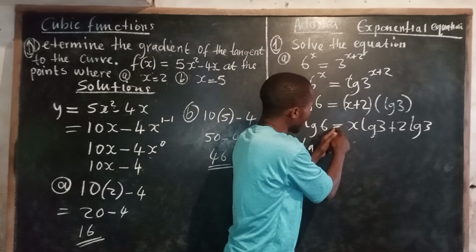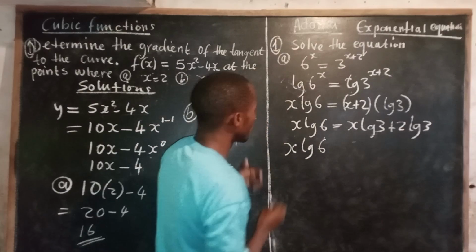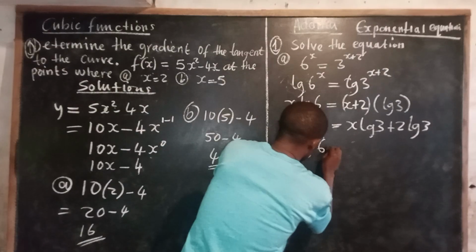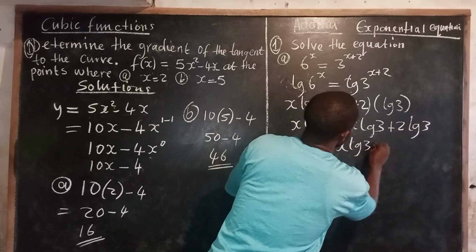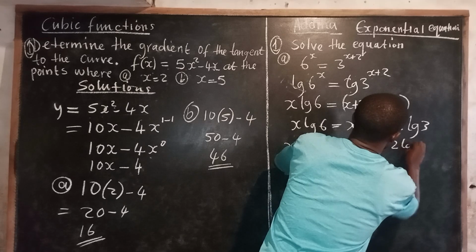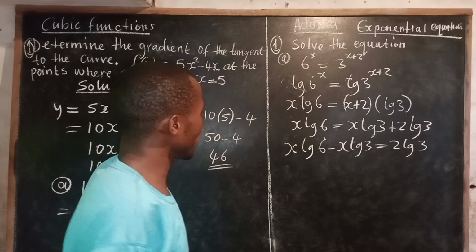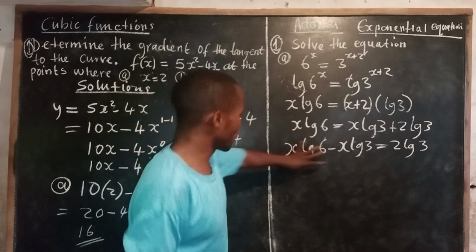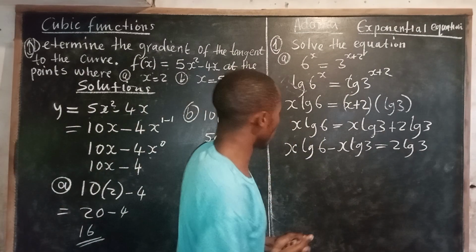So when it crosses the equal sign, it is going to be negative, since there it is positive. So negative x log 3. Then this side, we have remained with 2 log 3. Then having done that, on this side now we can factorize. We can look for a common factor.